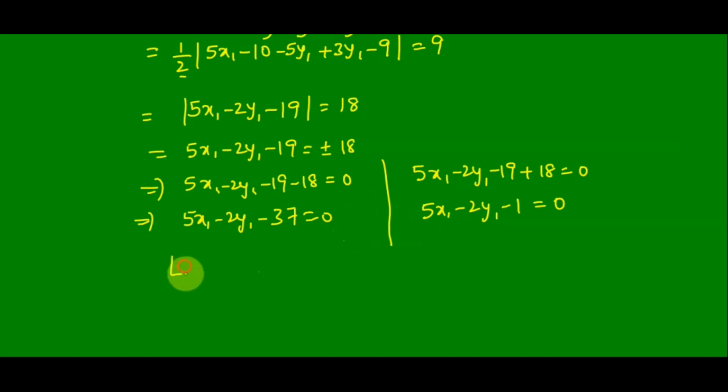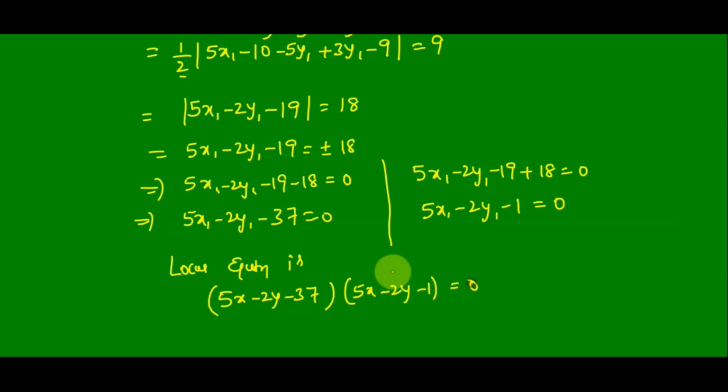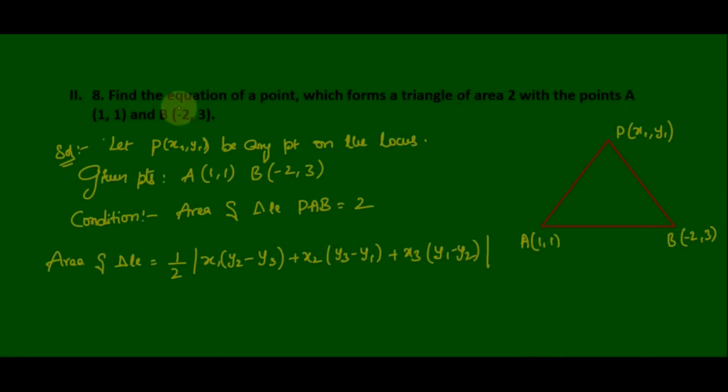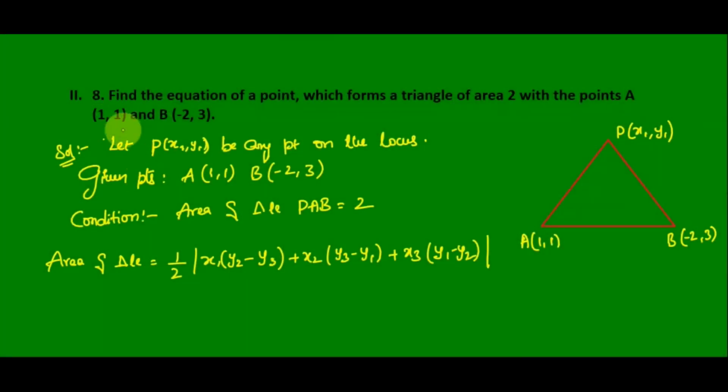Therefore, what is the general locus equation for this problem? Locus equation is 5x, replacing x1 with x and y1 with y, that's it, minus 2y minus 37, and one more equation is 5x minus 2y minus 1, right? These two equal to 0. These two are the equations of locus for this point, right? Okay friends, now we'll see the next question.